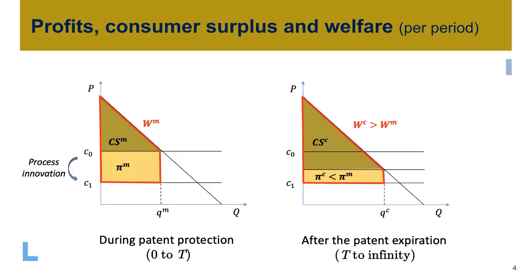In each period during the patent, the innovator has monopoly power with the new, lower marginal cost. She sets a constrained monopoly price, earns monopoly profit pi_m, and consumers enjoy a surplus cs_m. Total welfare in each period is w_m. Once the patent expires, competition drives the price down closer to marginal cost. Consumer surplus increases, firm profit falls to pi_c, and total welfare per period becomes w_c, which is higher than w_m.